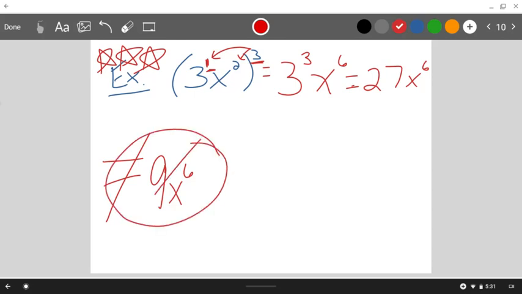So this is no. Watch out for that. That's a real common mistake. It's really easy to do. Your brain sees 3 and the other 3 and multiplies and makes it 9. But it's 3 to the 3rd power, which is 27.